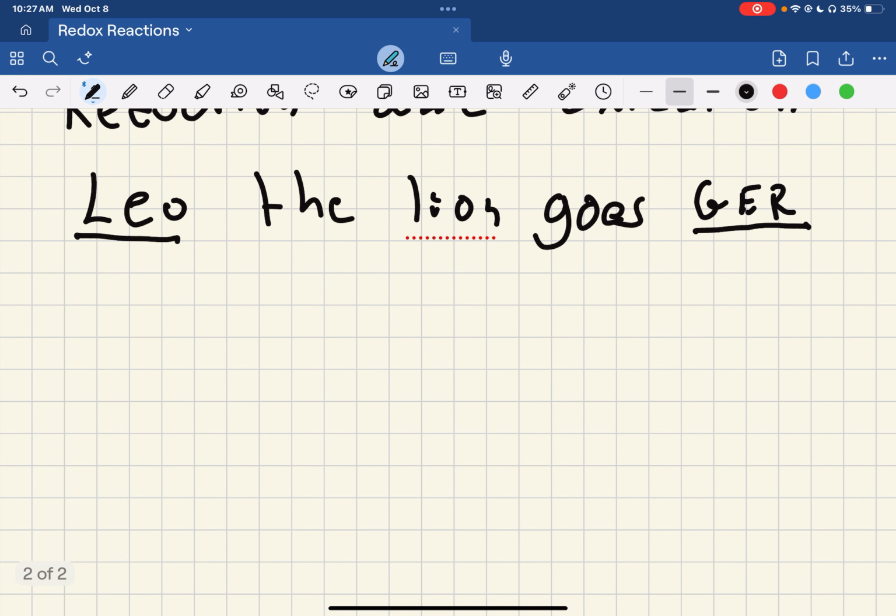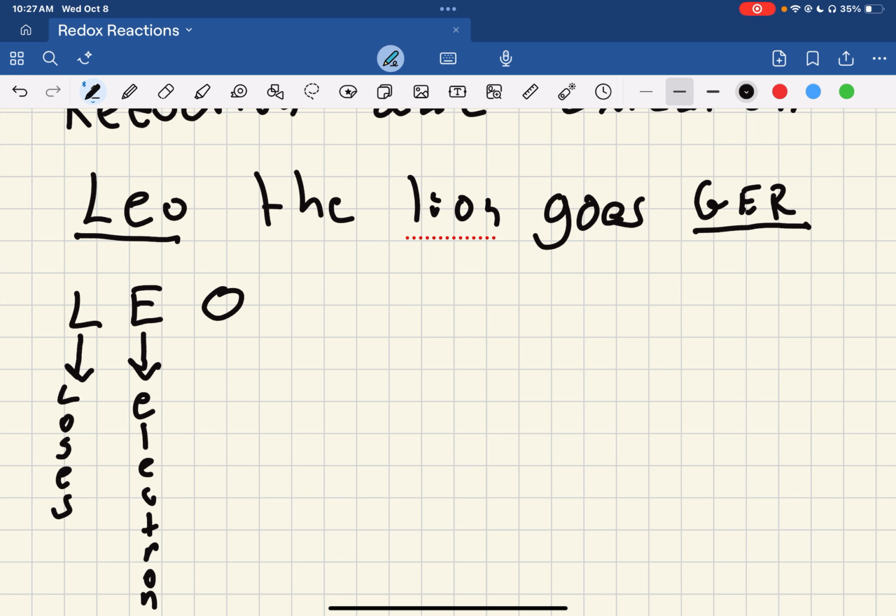All right, because this is what it is. If we break this down, LEO is a good way to remember that whatever loses the electron, in this case I'm going to put electron right here, that's what's being oxidized. So if one element or one atom is losing an electron, we say that is the element that is being oxidized. That is the atom that is losing those electrons. And Leo the lion goes GER is a simple way of remembering that.